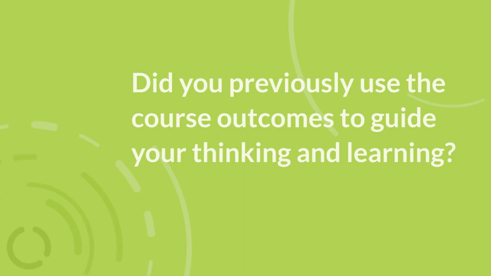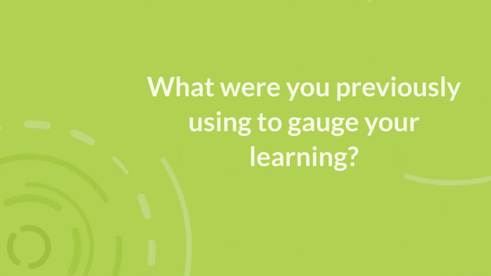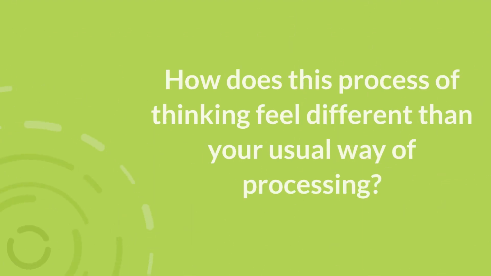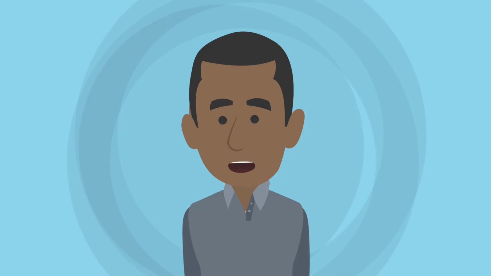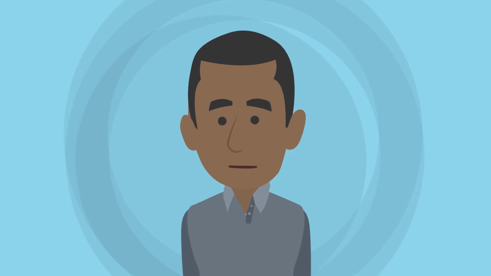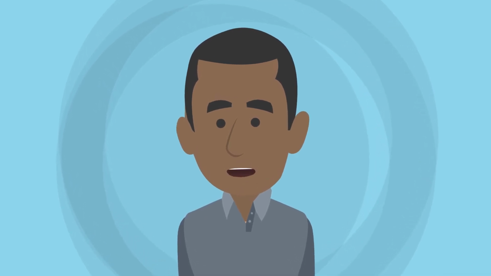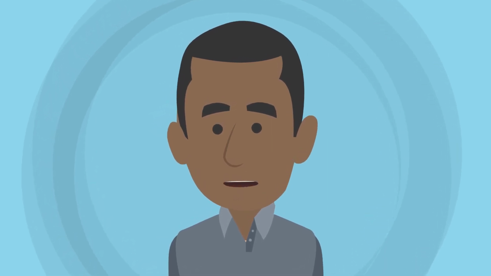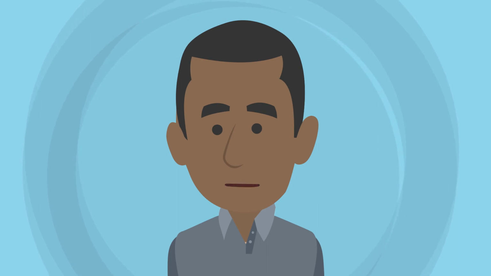Did you previously use the course outcomes to guide your thinking and learning? What were you previously using to gauge your learning? Were you previously consciously selecting your modes of thinking? How does this process of thinking feel different than your usual way of processing? You can ask students to verbalize their responses, or they can write them down or journal them, depending on the setting you're in. The key point is that you want to search for whether students have gone beyond the content and become more attuned to their own cognitive processing. Now that is metacognitive growth.